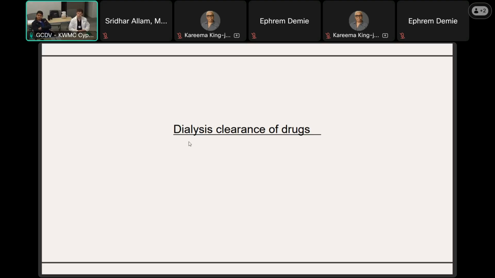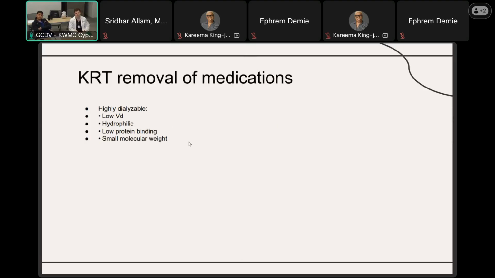Okay, dialysis of the drug. This is something I will not be going into detail because we talk about it in another toxicology lecture. But very briefly, when it comes to kidney replacement therapy removal of medications, what we remove with dialysis therapies are medications that have low volume of distribution, so they have limited water distribution, they are not significantly tissue bound, they are hydrophilic, so they are basically water soluble. Medications that are lipophilic will be bound to plasma membrane and lipophilic tissue and adipose tissue and not available for dialysis. Low protein binding, because dialysis will be removing medication that is free.